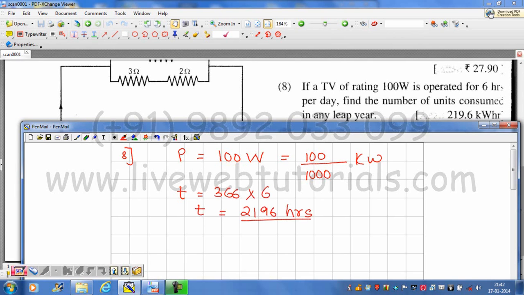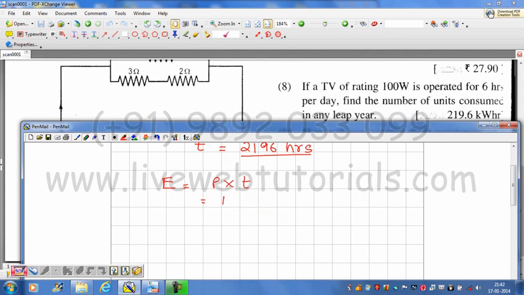So in 1 year the TV is used for this much time. Now we are supposed to calculate the energy units. This energy is going to be power multiplied by time. The power is 1 upon 10, multiplied by the time, which is 2196 hours. If you multiply this, it is going to become 219.6, because 1 upon 10 is 0.1. When you multiply this with 2196, it becomes 219.6 units or kilowatt hour.